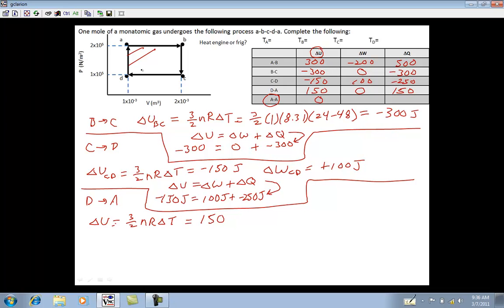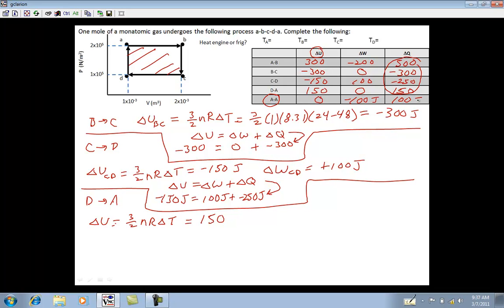If I calculated that area, I can do one of two things. I can either calculate out that area, or I can just add these up. The negative 200 and 100 give me what? Negative 100 joules. And for delta Q, I could just add all of these up, and what value is that going to give me? 100 joules.